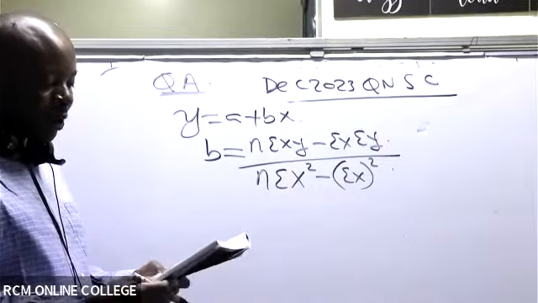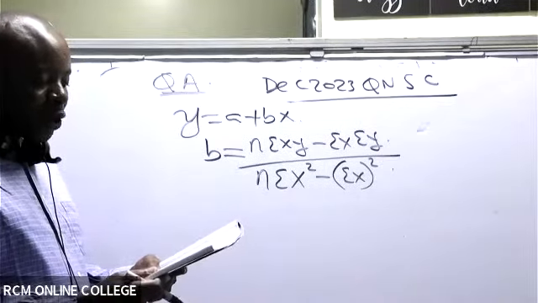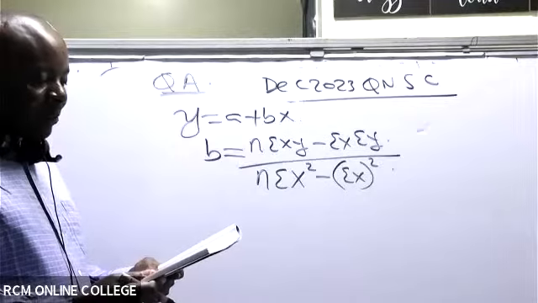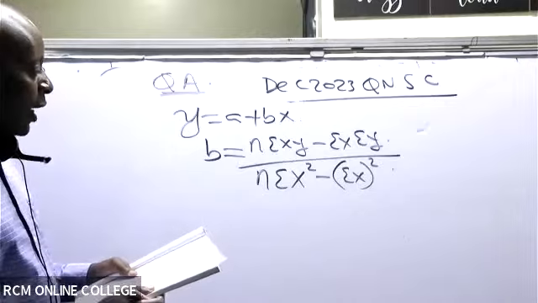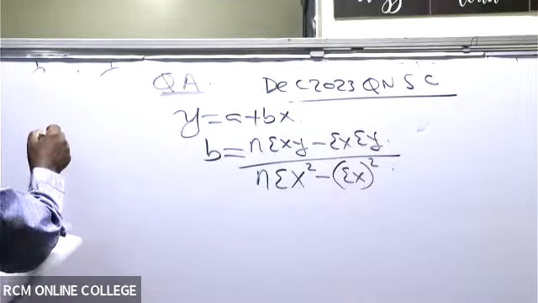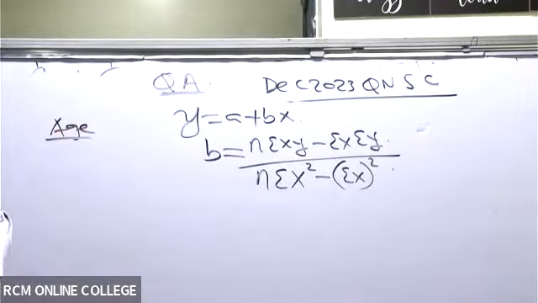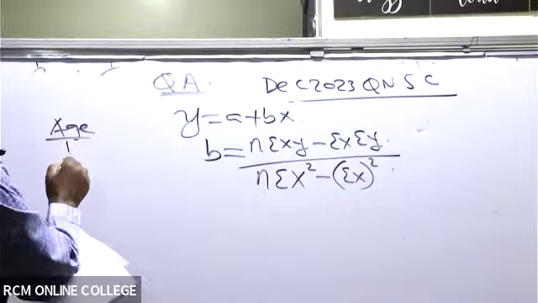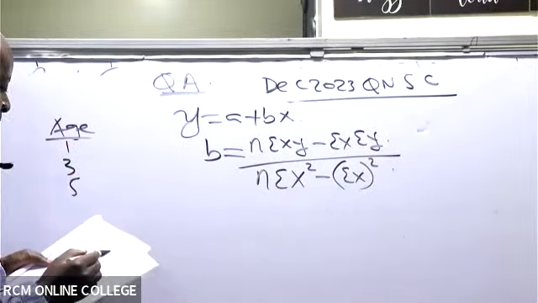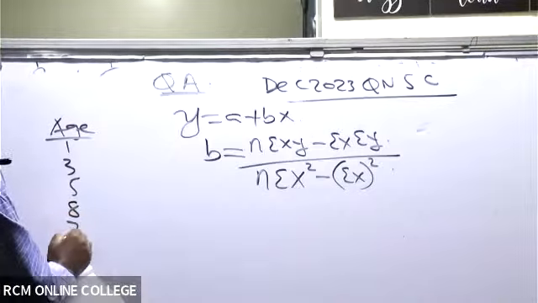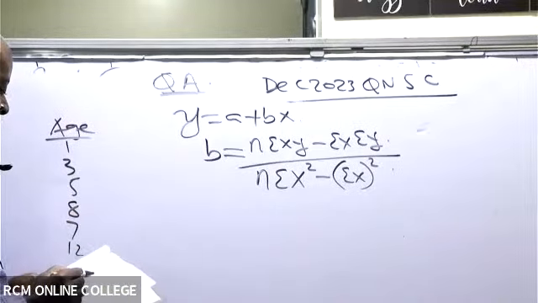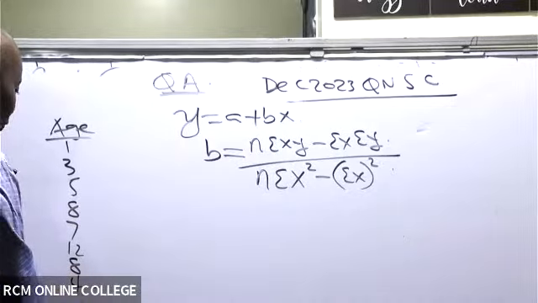That's December 2023, question number 5C. Please try getting it. We have age: 1, 3, 5, 8, 7, 12, 8, 4.